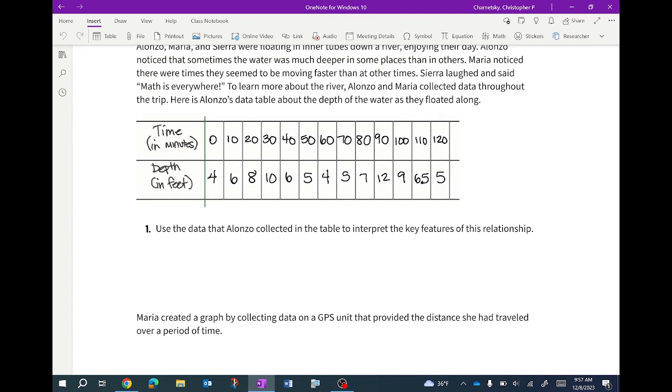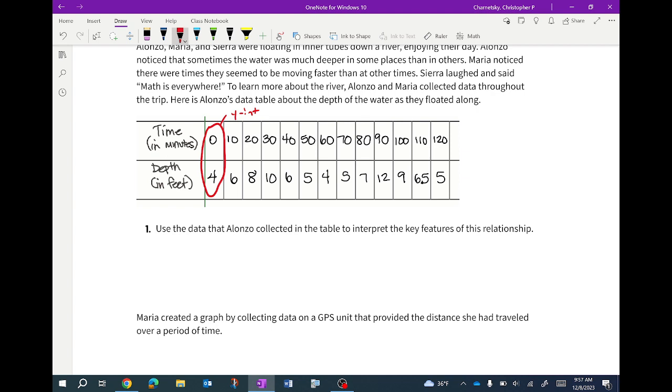So if I'm looking at this, one of the first key features that I will notice is at the start. When we start at 0 minutes, that is our initial depth. That would be what we would call our y-intercept if we were looking at it on a graph. So this is the y-intercept, or our starting point, if we were graphing it.